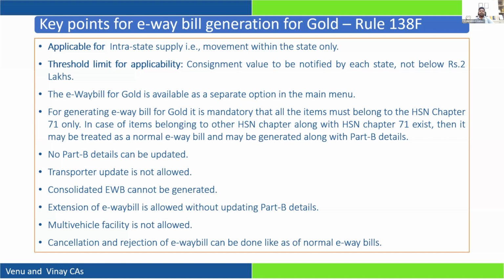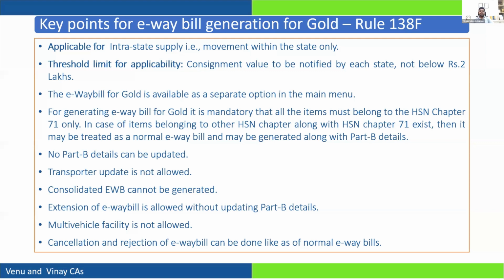So till now, we have discussed that the threshold limit for generation of an e-way bill is 50,000. But for gold, the option to set the threshold limit has been given to the states, with one condition: it should not be below 2 lakh. Whereas in normal cases the threshold limit is 50,000, here the states can put whatever threshold limit they feel, but it should not be below 2 lakh.